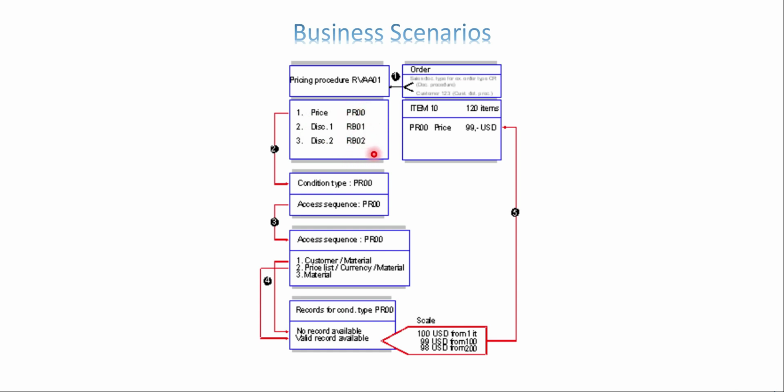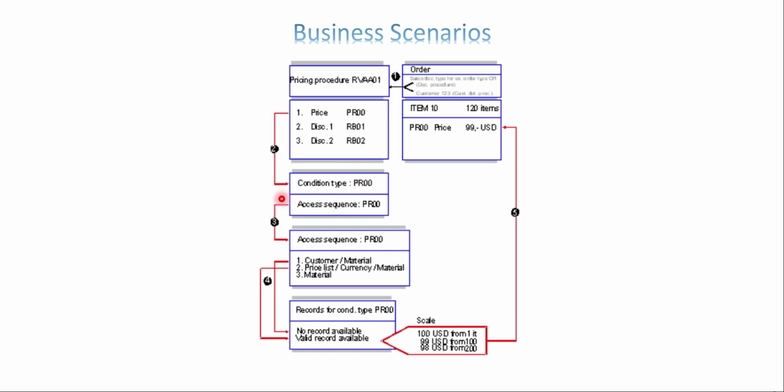Probably you might be aware of it, condition types, where KSCHL is the data element which holds the condition type. It's pricing PR00, RB01, and this is discount RB002. So it depends on some hierarchies also. They are going to maintain the particular condition types. So that plays a major role, condition types, especially in pricing and conditions.